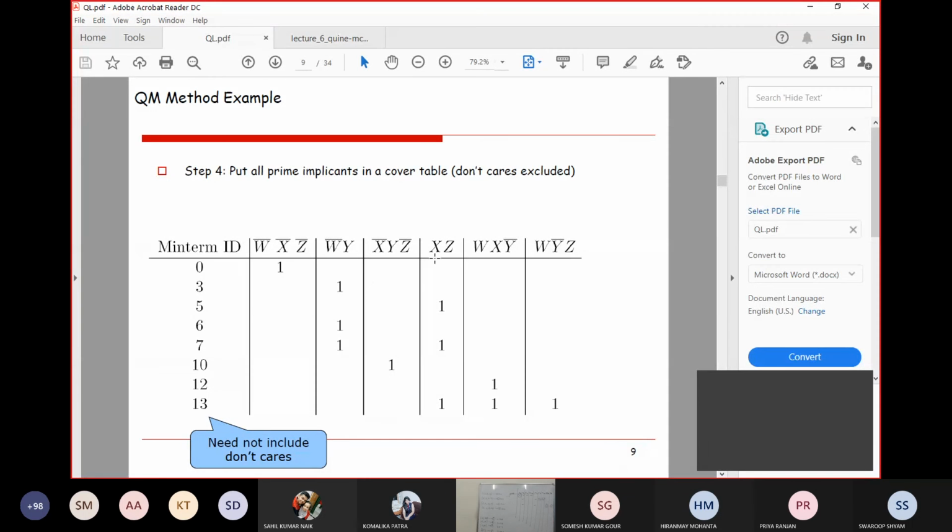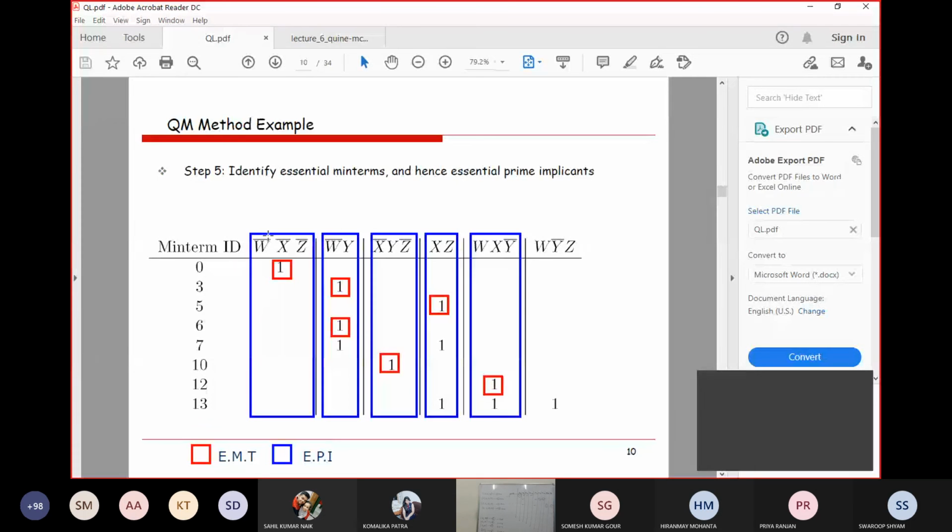I have the practice to keep the terms this side and then min-terms like this. It doesn't matter, same. Then afterwards you can check whichever column will have only one. They are essential prime implicants.